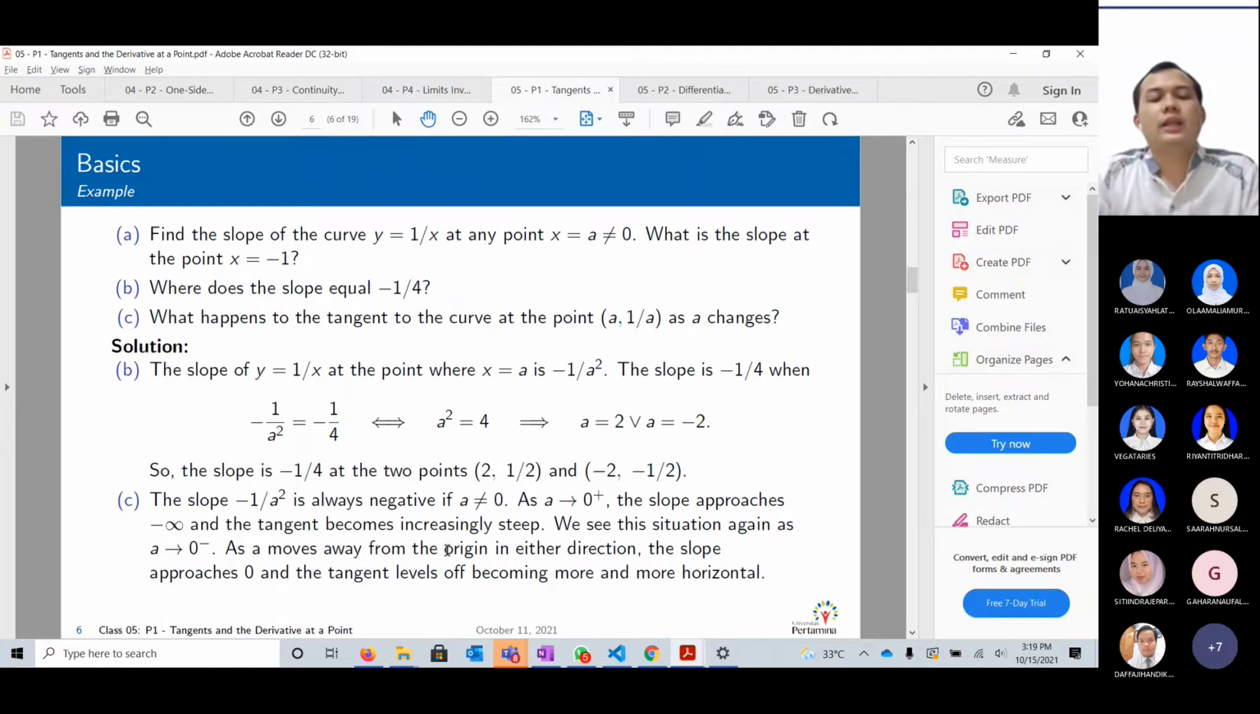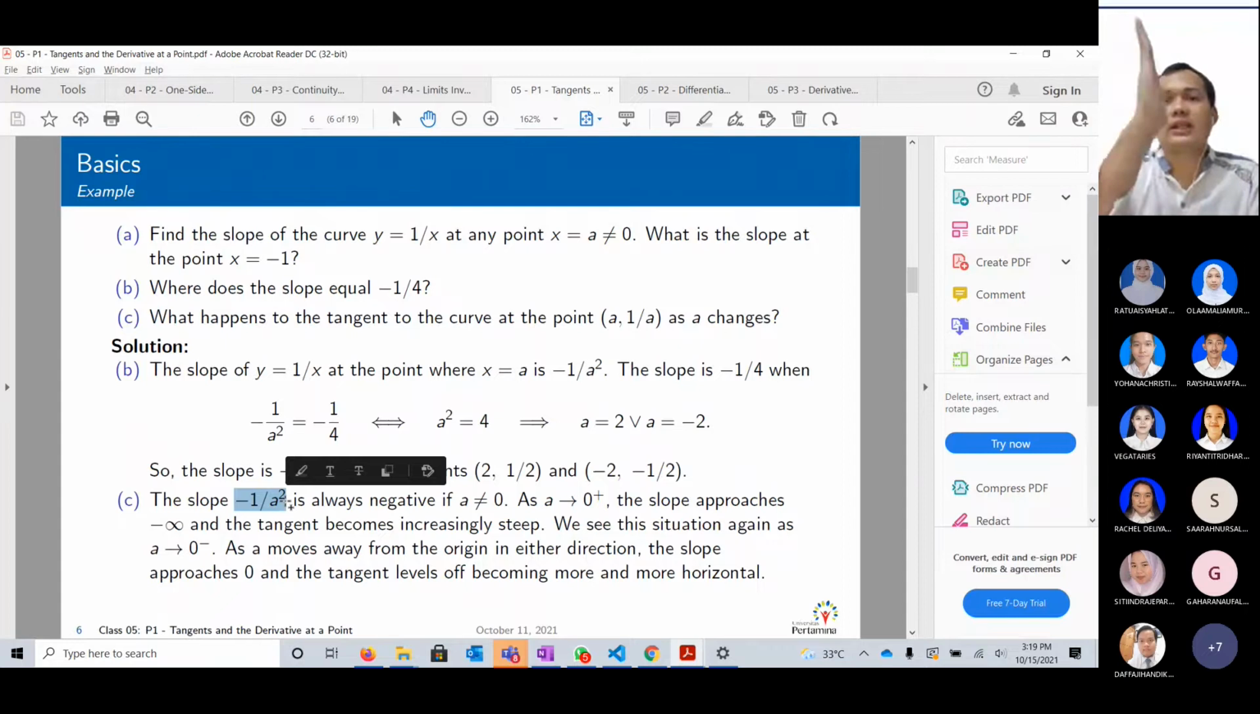Bisa, Sir. Oke. Jadi ketika titik A itu semakin dekat ke origin, semakin dekat ke 0, nilai dari minus 1 per A kuadrat itu akan semakin menuju negatif tak hingga. Ini bisa dipahami? Bisa, Sir. Karena semakin menuju negatif tak hingga, maka kemiringannya itu akan menjadi sangat-sangat tajam. Sangat tajam itu artinya dia akan semakin menuju garis vertikal. Bisa dipahami?